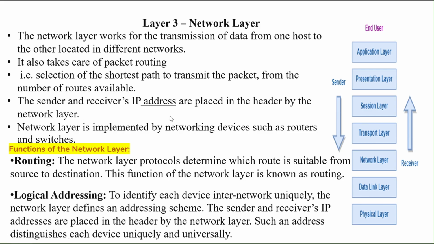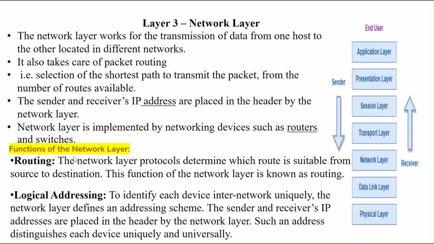The sender and receiver's IP addresses are placed in the header by the network layer. The last point: the network layer is implemented by network devices such as routers and switches.